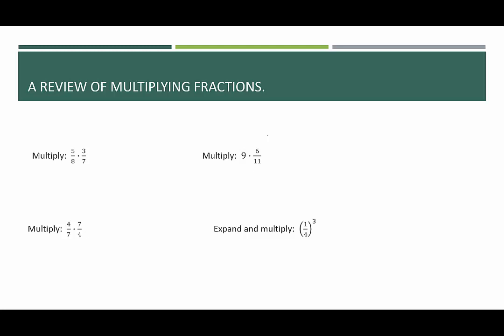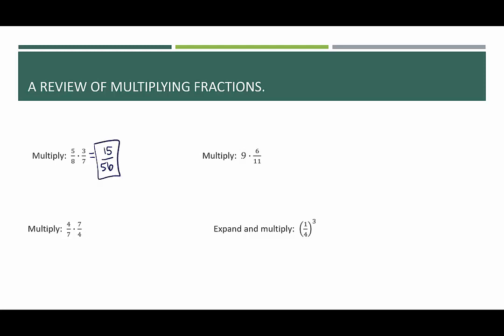But in our first example, the numerator has factors of 5 and 3, and the denominator has factors of 8 and 7. Now 5 and 3, neither of those have anything in common with either of the factors of the denominator, so we multiply straight across. 5 times 3 is 15, 8 times 7 is 56, and that would be it.